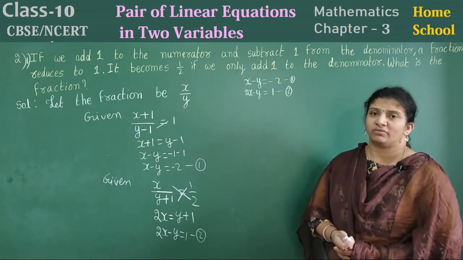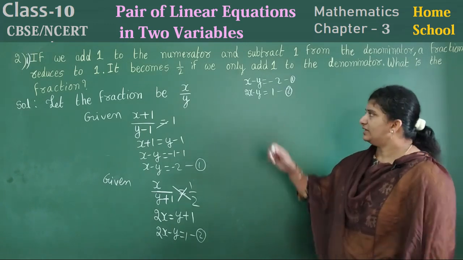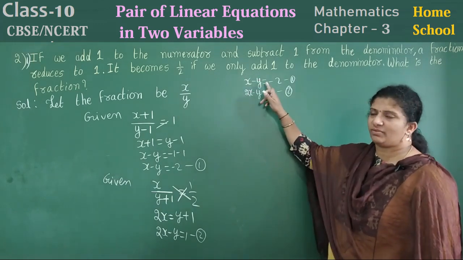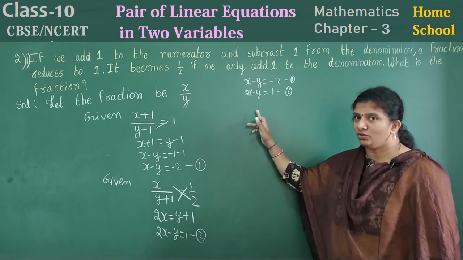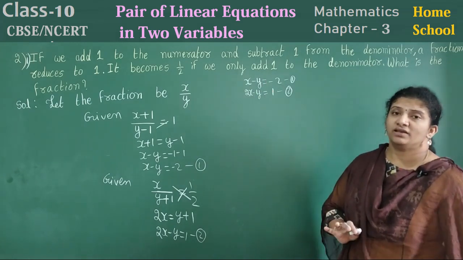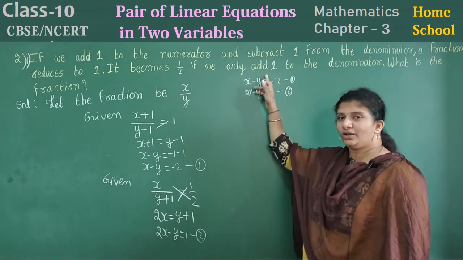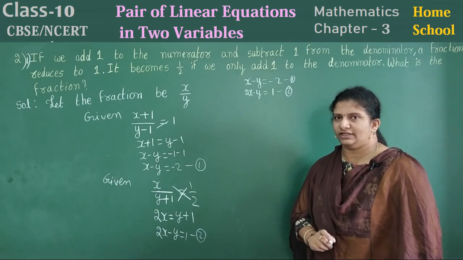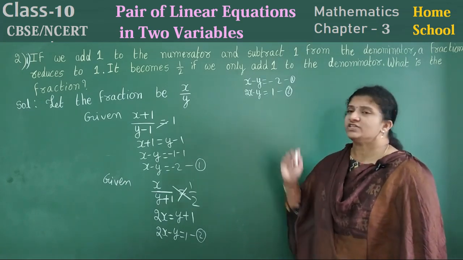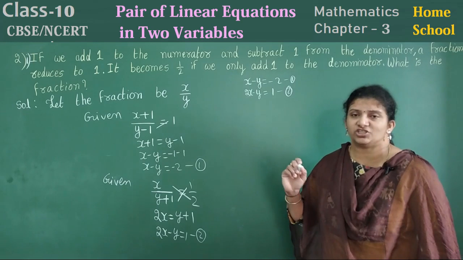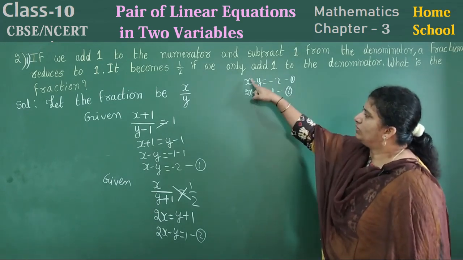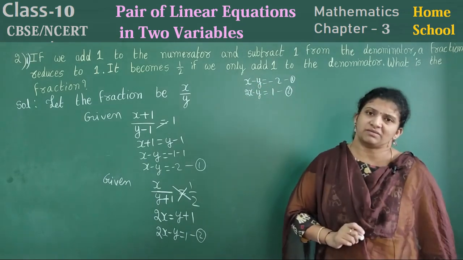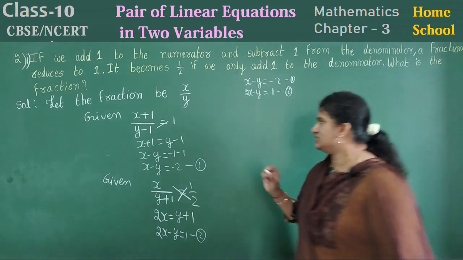A1 by A2, B1 by B2, C1 by C2 comparison. Let's see. 1 by 2. Minus 1 by minus 1, it will be 1. 1 by 2 is not equal to 1. So what happened here? A1 by A2 is not equal to B1 by B2. Therefore, it will be having a unique solution. That means one solution. So which method did they ask us to do? Elimination method. So, y is the same there, right? Signs also same. If signs are same, we need to subtract the two equations.